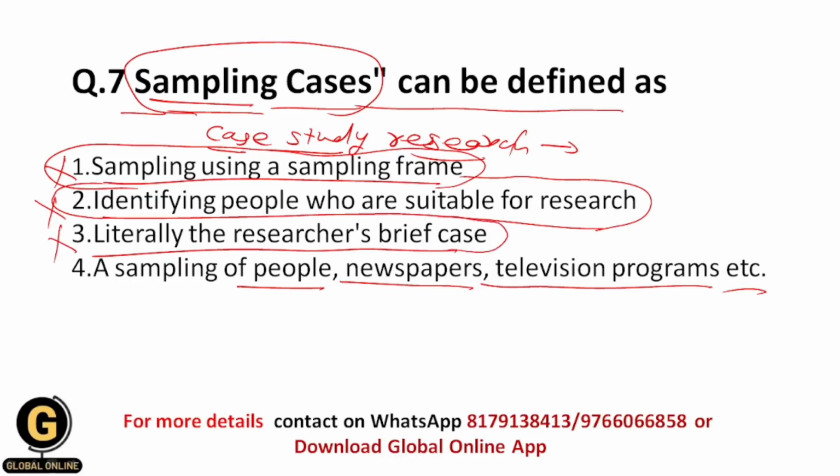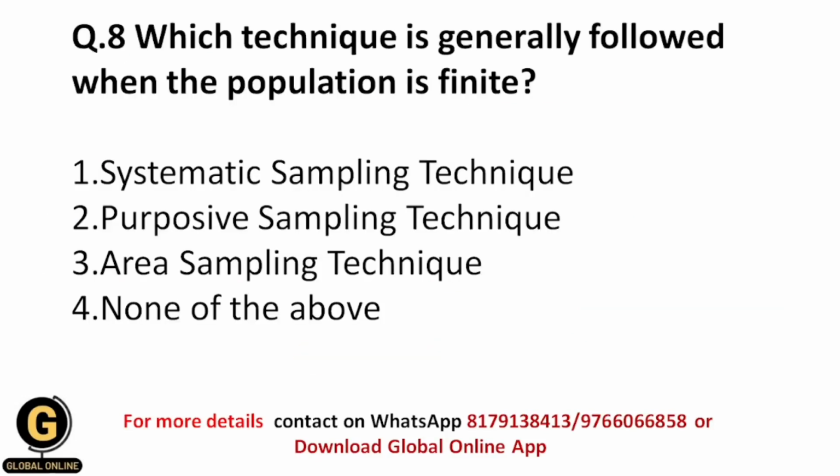So the remaining option is 4, which is the correct answer to this question, because here is a sampling of people. So people can be a case, right? Then newspaper is a case. Television programs is a case. So the correct answer is what? 4.